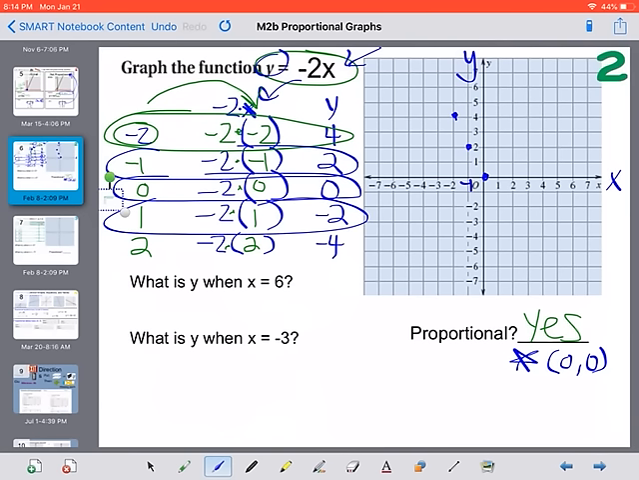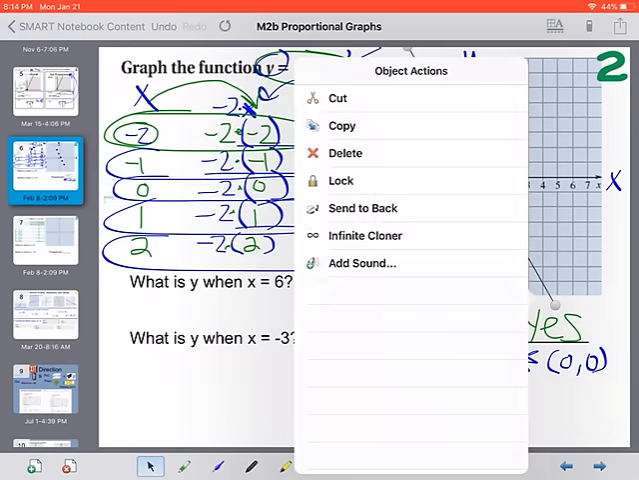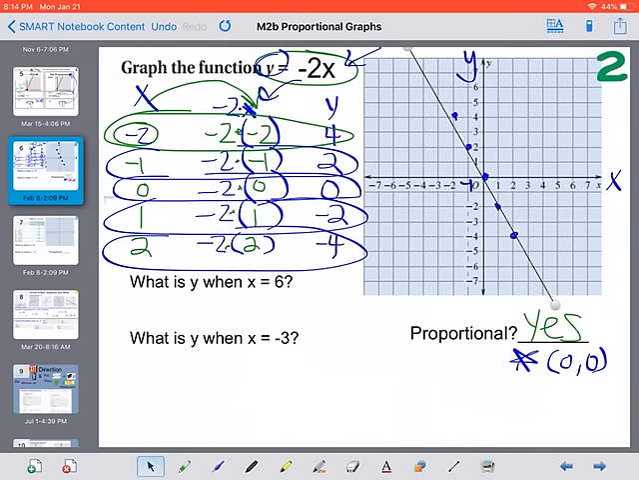First, x is left to right, 1 to the right, and down 2. And then x is 2, and y is negative 4. So x is 2 to the right, and down 4. And it should form a nice straight line for us. I did not do a very good job graphing that line right now.